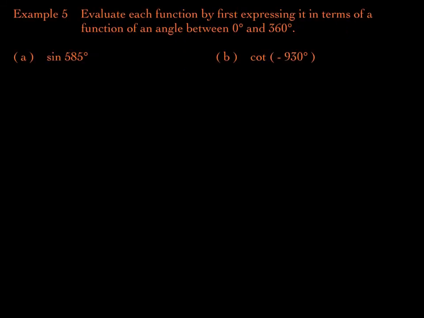All right, evaluate each function below by first expressing it in terms of a function of an angle between 0 and 360 degrees. So the first thing you're going to want to do is take each of these angles, 585 degrees and negative 930 degrees, and get a coterminal angle of least positive measure, is basically what they're saying. And then you can evaluate each of these.